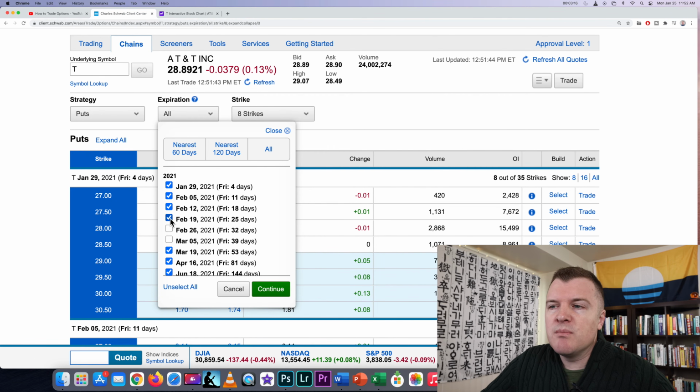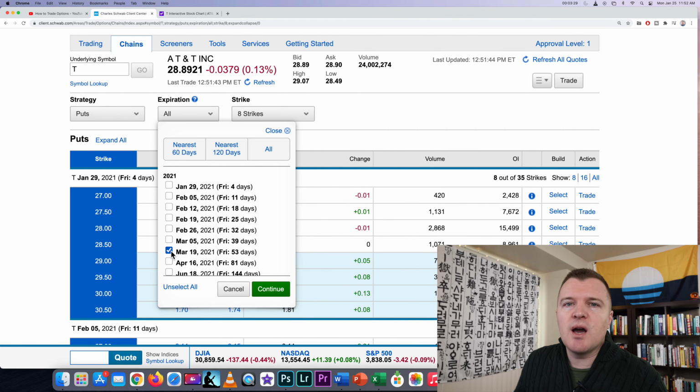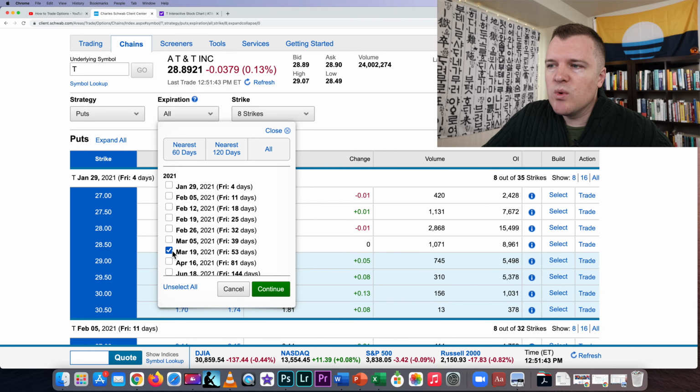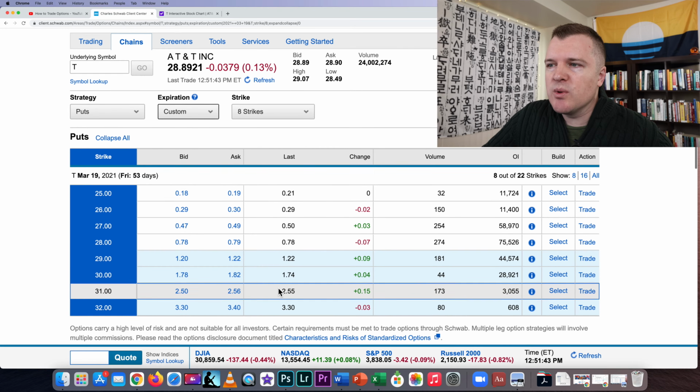Now, there are weekly and quarterly contracts. However, the contracts with the most liquidity are always the third Friday of the month. Now, the next third Friday is February 19th. However, I want this to be a 60-day or 2-month contract for AT&T. We'll click continue, and this is what we're looking at.